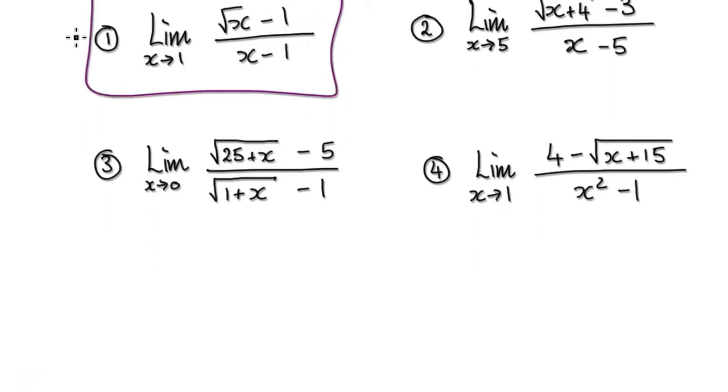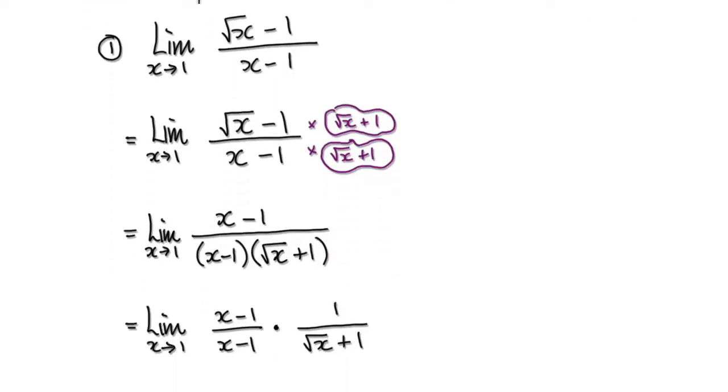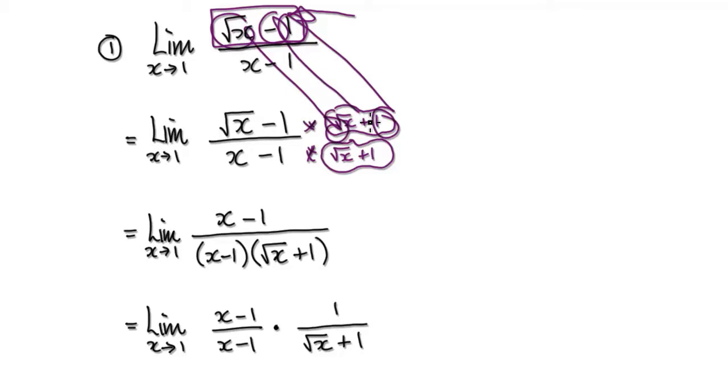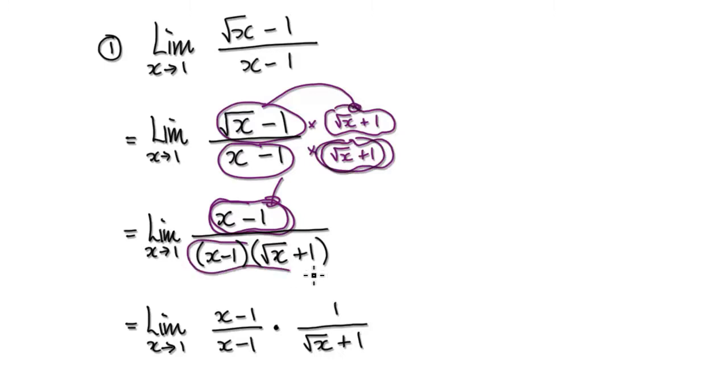For the first one, times top and bottom by the conjugate of the numerator. So look at the numerator, times top and bottom by the conjugate of the numerator, which will be exactly the same. The only thing that's different is the minus and a plus. So when you get this times this, it becomes very simple. It will become this, and then this thing times this thing will then become this.